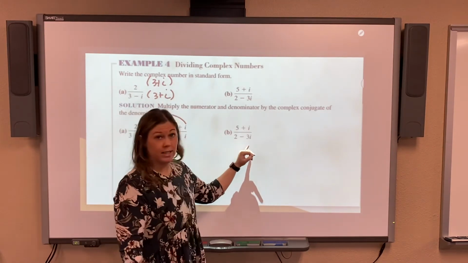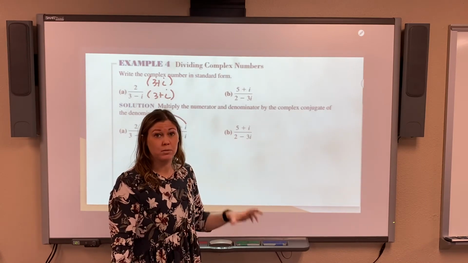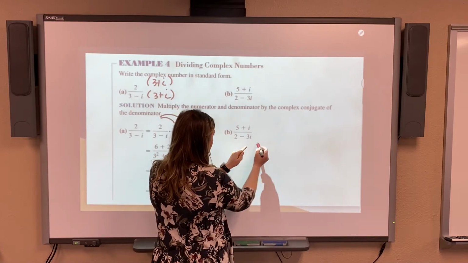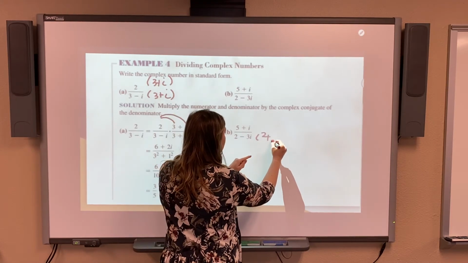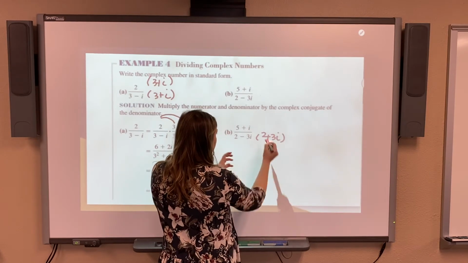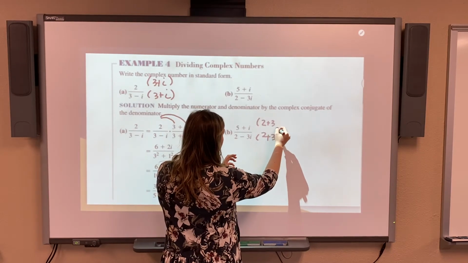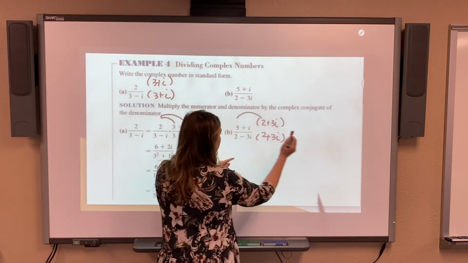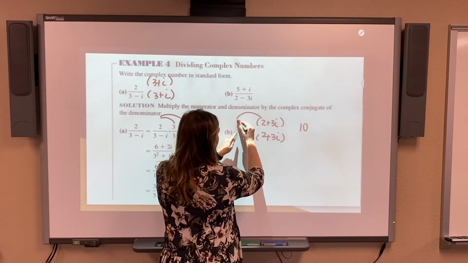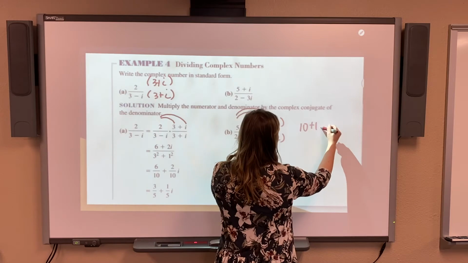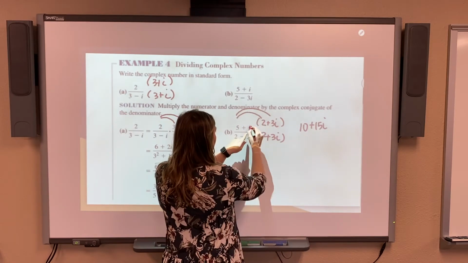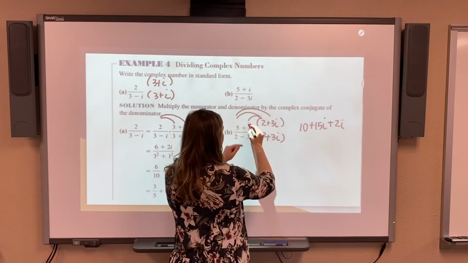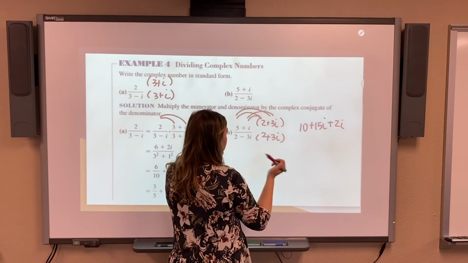Okay, so now let's do another one. So we have an i in the denominator. We can't have that, so we need to multiply the top and the bottom by this conjugate. Okay, so if this is 2 minus 3i, the conjugate would be 2 plus 3i. Okay, what we do to the bottom, we have to do to the top. Okay, so now we distribute. 5 times 2 would be 10. 5 times 3i would be 15i. i times 2 would be 2i. And then i times 3i would be 3i squared.